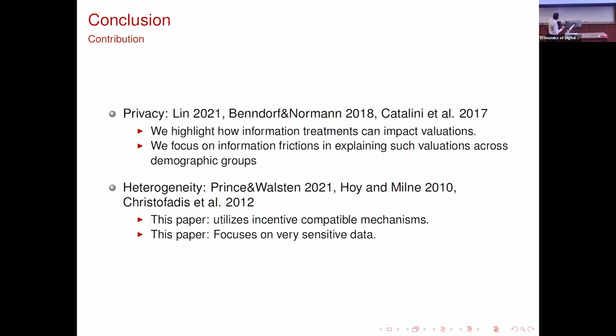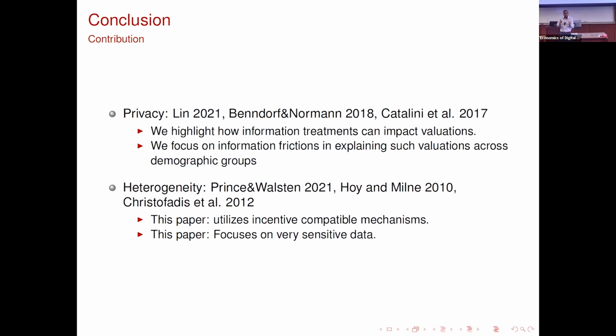The other literature we're trying to focus on is the literature on heterogeneity in valuations. What is unique in our setting is, as I said earlier, the stakes are really high. It's your personal data, so the valuations are much higher than what we found previously. And also, the method is incentive compatible, because some of the previous papers were using just a survey stated response question.